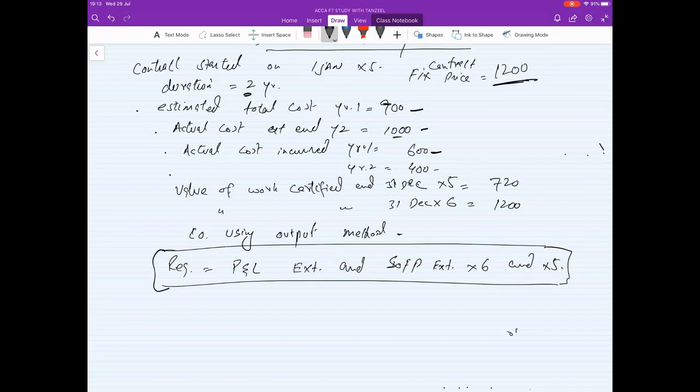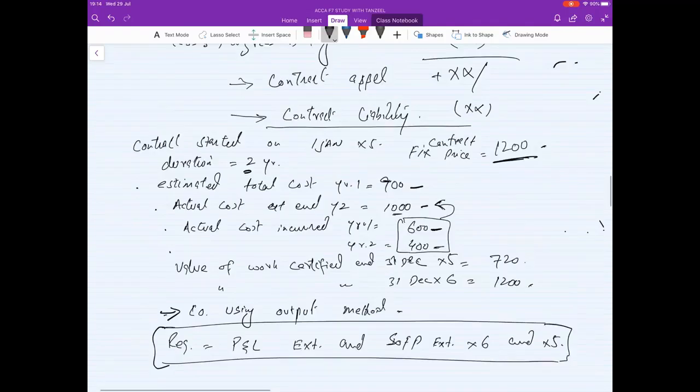So it means after the first year you spent 600, and in the second year you're going to spend 400. If you add these two you get 1000 as the total cost after 2 years. Work certified X5, it means first year work certified was 720. When it is completed, 1200, it means after 2 years it will be completed. The company is using the output method.